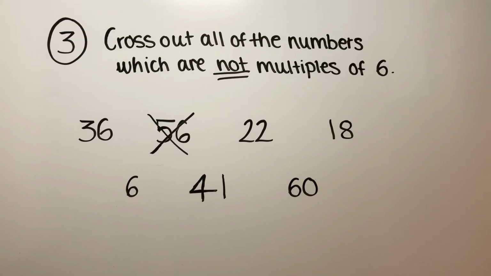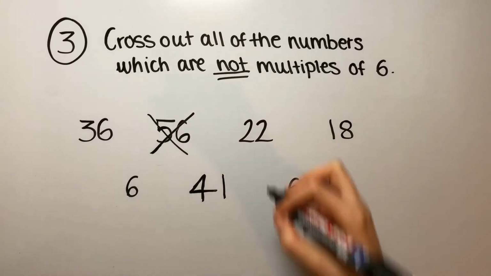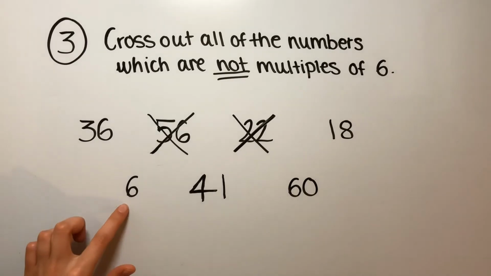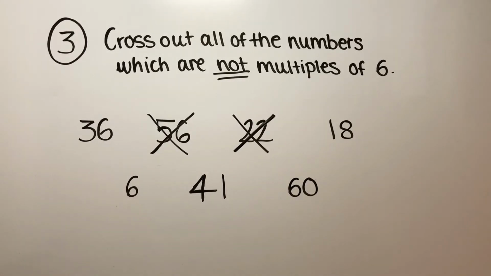Moving on to 22. 22 isn't a multiple of 6 either. If we do 3 times 6, we get 18. And then 4 times 6, which is 24. And 22 is in between those two numbers. That means it's not a multiple of 6. 18 is a multiple of 6 because 3 times 6 equals 18. 6 is a multiple of 6. 1 times 6 equals 6.